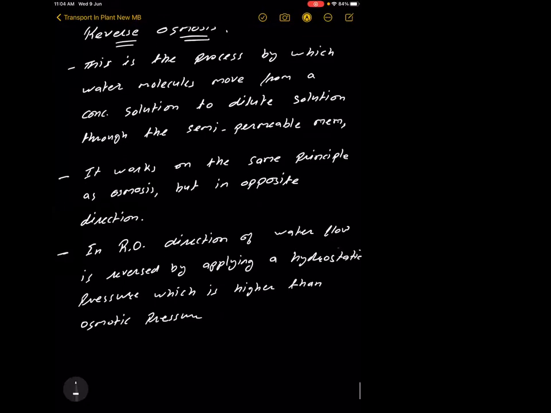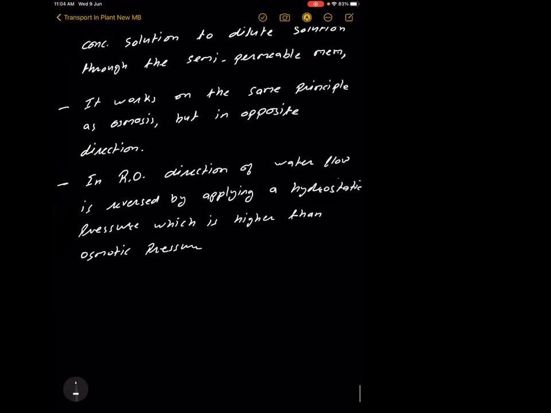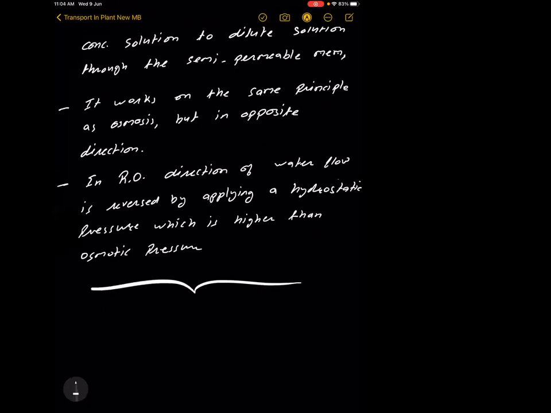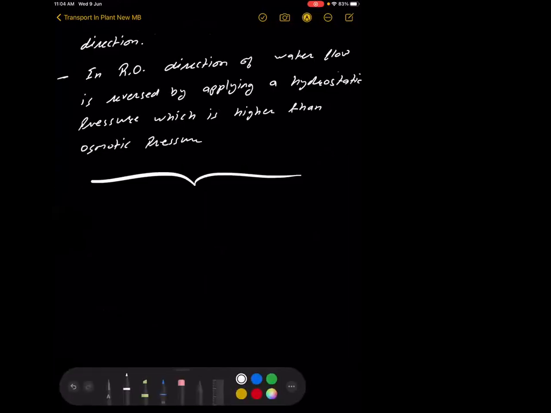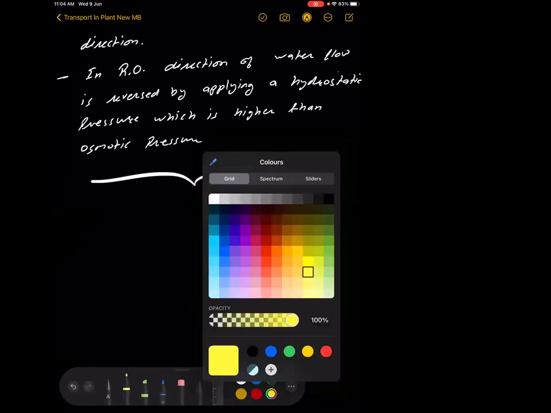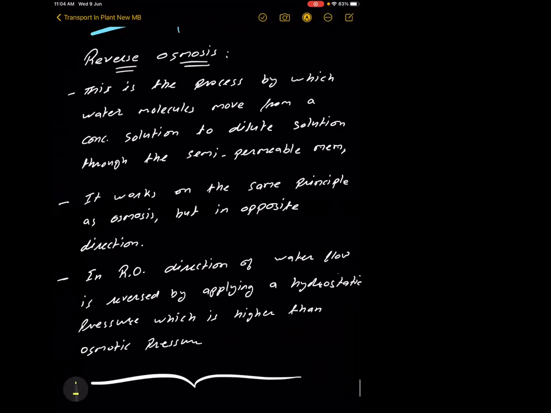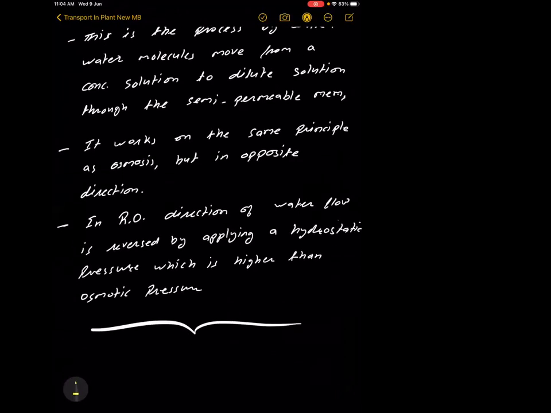Okay, sir. So in reverse osmosis, these are 2 points. The pressure will be more than osmotic pressure, and here the reverse action occurs, means concentrated to dilute. These are 2 main points. So you can make this definition clear. So this is reverse osmosis. Okay. Next, water potential. Can you show the second point, sir? It works on the same principle as osmosis, but in opposite direction.